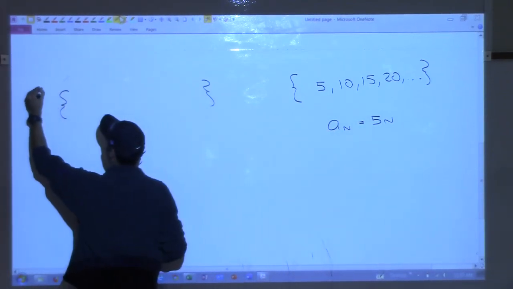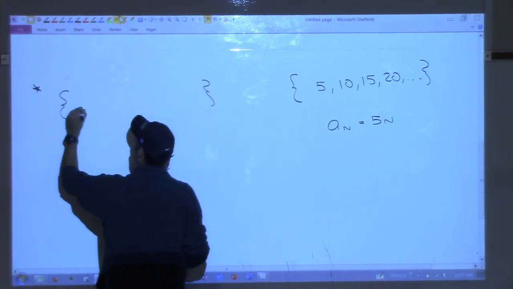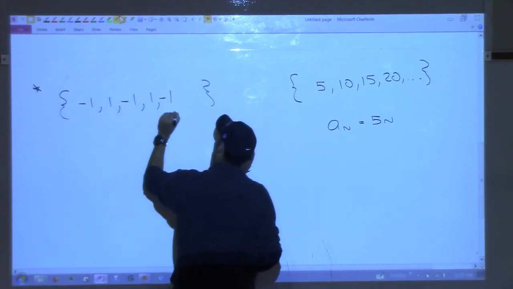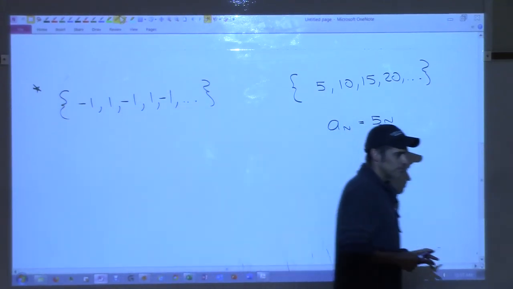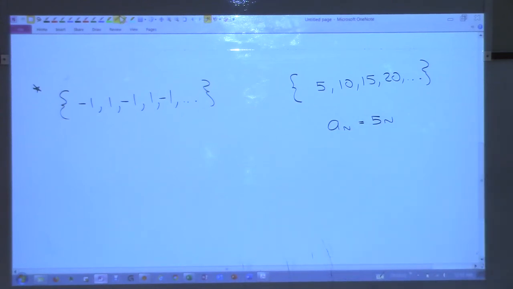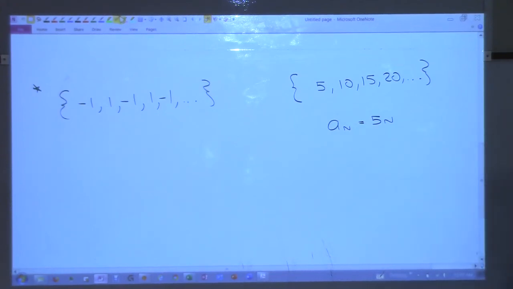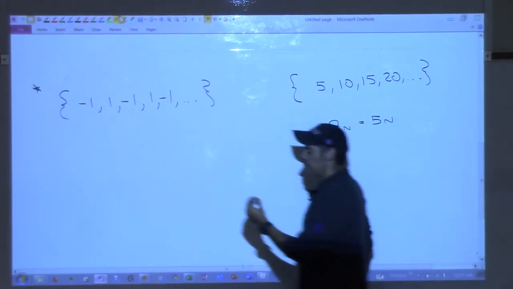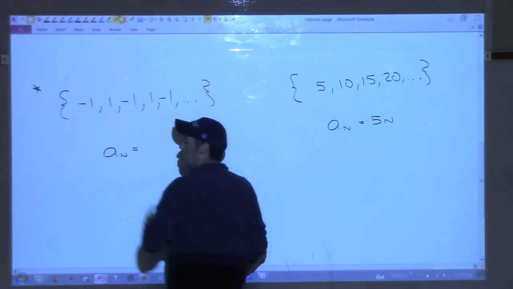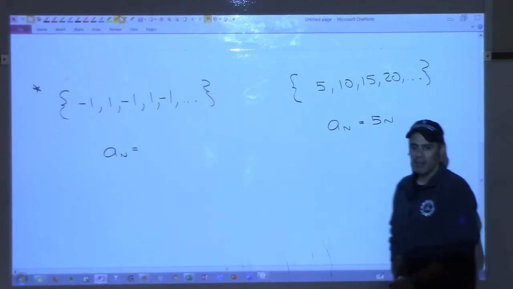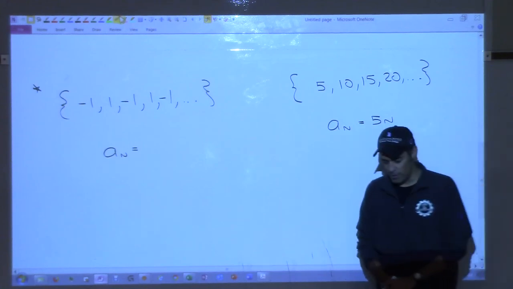Super important one right here. Super important one. I'm going to let you think about this for a minute, and then I'm going to call on somebody. The sequence is negative 1, 1, negative 1, 1, negative 1, 1, negative 1, 1. And you need a formula that when you plug in 1, you get what? Negative 1. And when you plug in 2, you get positive 1. And when you plug in 3, you get negative 1. And then so on and so forth.